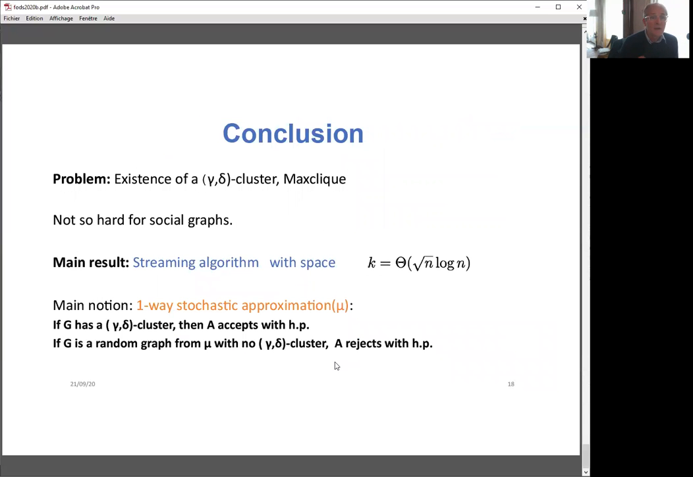So in conclusion, we studied the existence of large clusters, and essentially we provided a streaming algorithm with space square root of n log n, which is a good approximation. The main tool we use is this one-way stochastic approximation. So if the graph has a cluster we accept with high probability, and if the graph is taken randomly from this distribution and has no cluster, we reject with high probability.